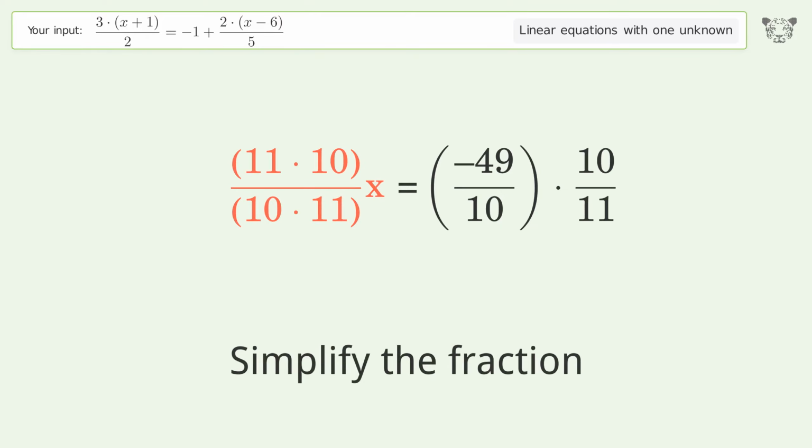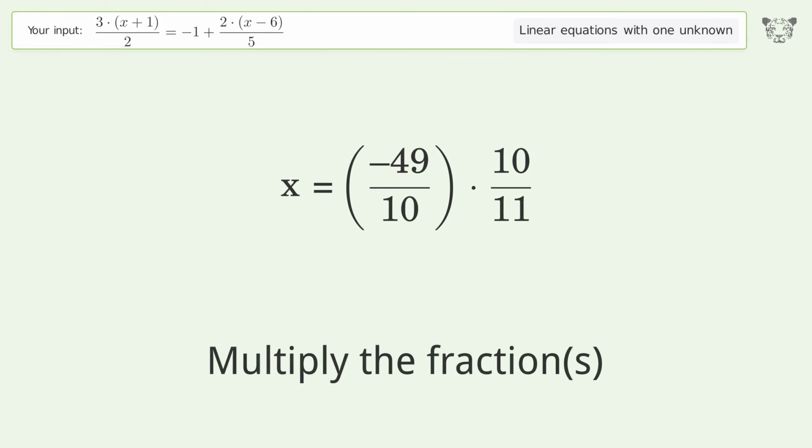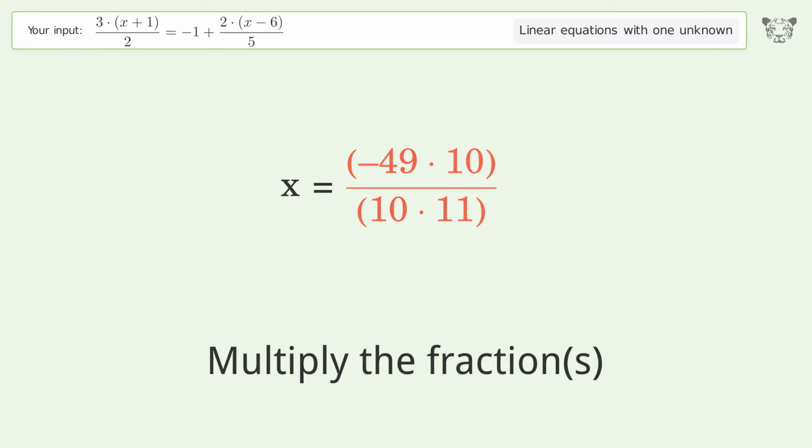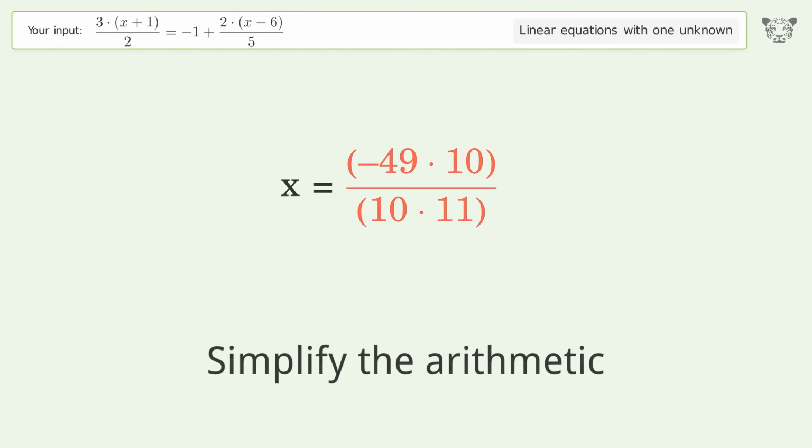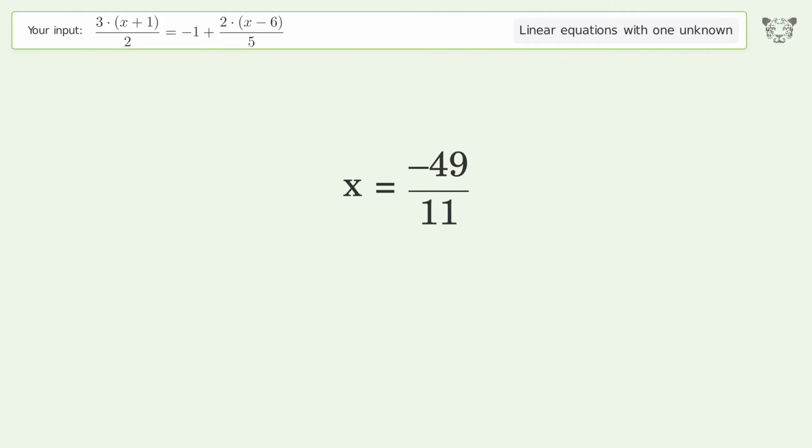Simplify the fraction. Multiply the fractions. Simplify the arithmetic. And so the final result is x equals -49/11.